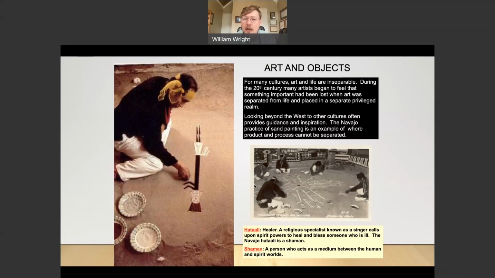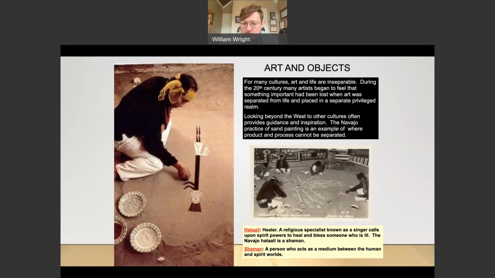So if we look beyond the West, at other cultures, like Navajo sand painting, which is also done as mandala sand painting, this is an example of where product and process cannot be separated. In this example of the Navajo, the Hatali is a healer, a specialist, a singer who calls upon the spirits while creating art, to solve some woe or some ill.